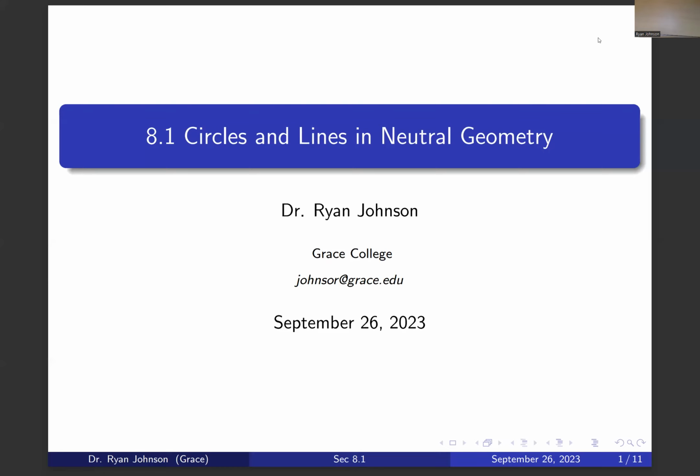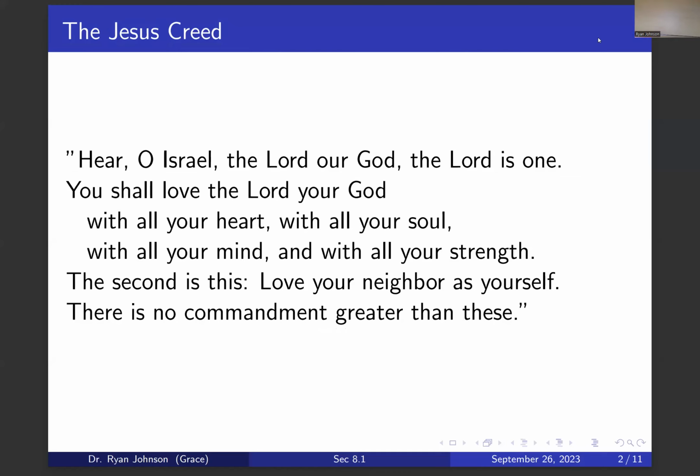This is the section where we're going to learn about circles and lines. We'll do this whole chapter on circles. It'll be circles and lines for 8-1. And we're still in neutral geometry with these circles. We'll break into Euclidean geometry, I believe, in section 8-3. But we'll start with this.